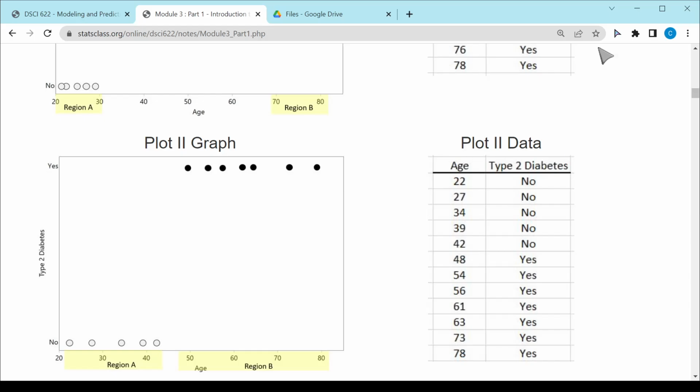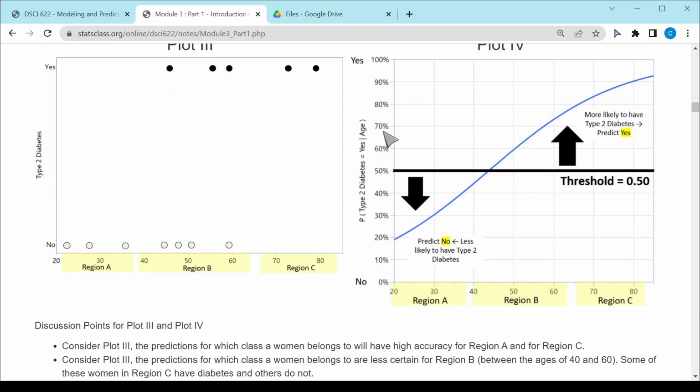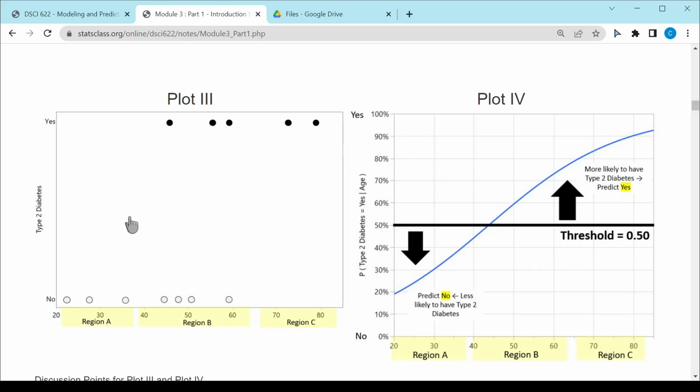Now, in reality, it's never this clear cut. So I have a couple of other examples here. Here I have a set of people that do not have diabetes. It looks like their ages go from about 20 up to about 60. And then I have another set of individuals, or women here, that do have diabetes, and their age range is from about 45 up to 80.